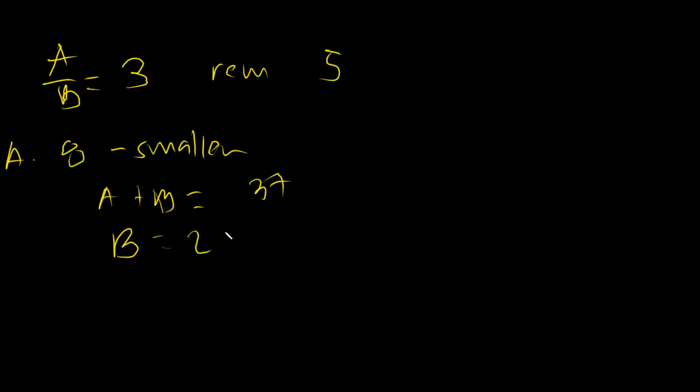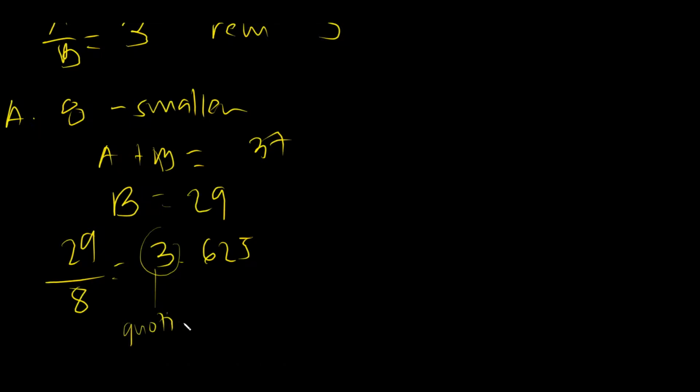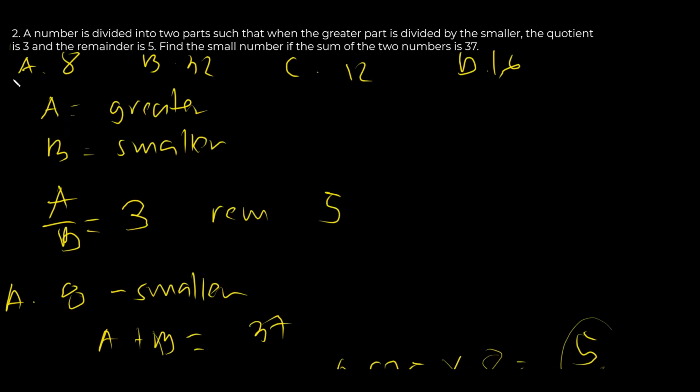So, that is 29. So, if si 29, i-divide siya og 8, ang answer is 3.625. So, ang quotient ani is 3. So, tama siya. Para ma-check na tong remainder, kaning 0.625 is i-multiply sa 8, that is equal to 5. So, kana ang remainder. Therefore, since 3 ang quotient, 5 ang remainder, A is the correct answer.